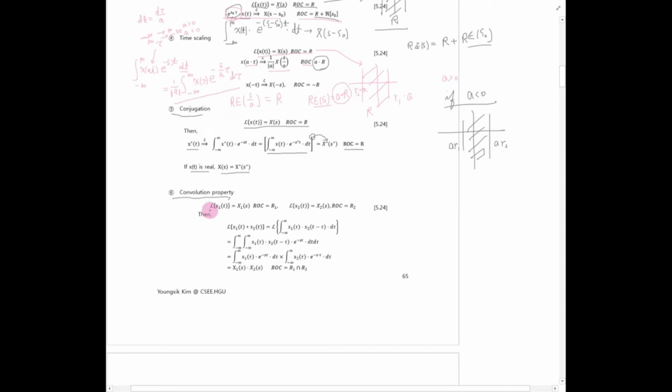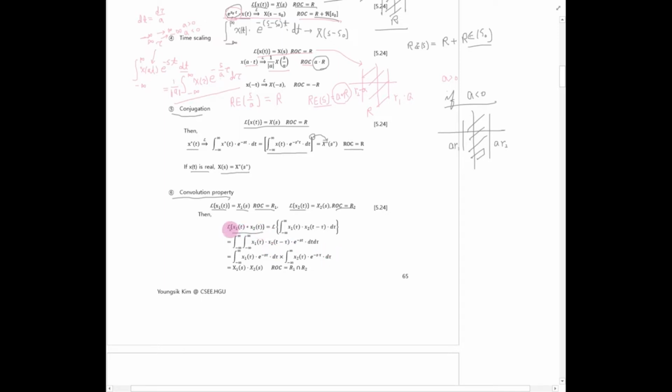The Laplace transform of x1 is X1(s), and the region of convergence is defined as R1. The Laplace transform of x2 is X2(s), and the region of convergence is given as R2. And then what about the convolution of x1 and x2?